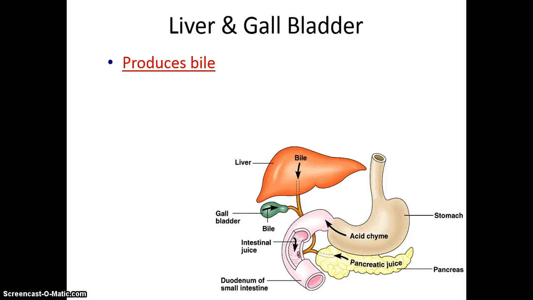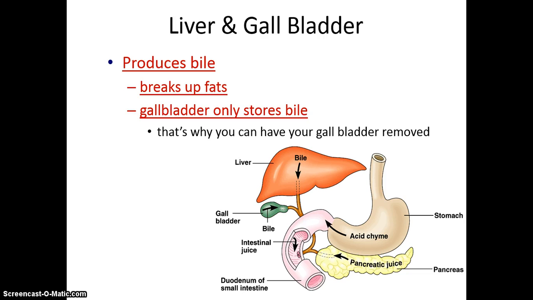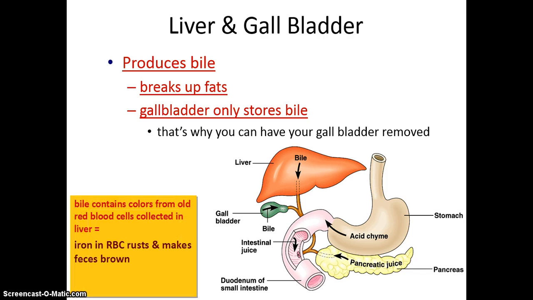Your liver and gallbladder. So again, your liver is going to produce bile, which helps break up fats. And then the gallbladder is just there to store bile. So that's why you can have your gallbladder removed. Another fun fact, bile contains color from old red blood cells collected in the liver. Iron rusts and makes your feces brown.